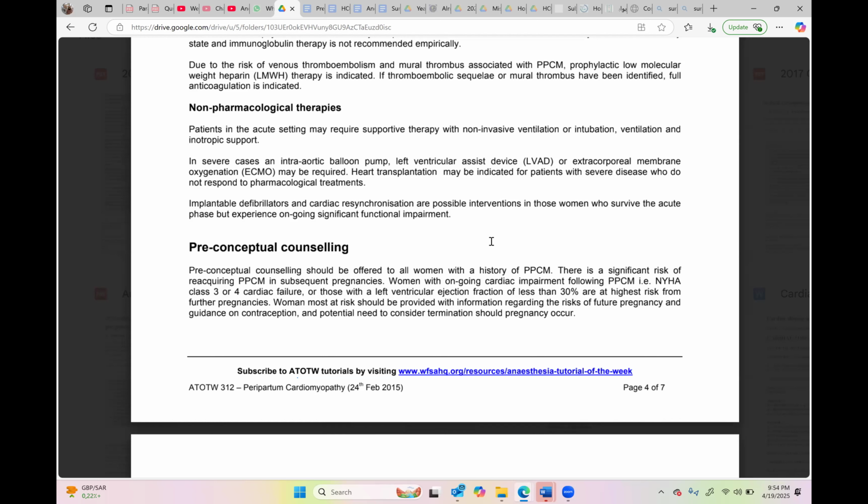preconceptual counseling: they try to avoid pregnancy, even in the early phase, if it is a threat to the life. According to the legal and moral issues, they can abort the pregnancy. But if the pregnancy has progressed, for example if someone has a history of this, they will try not to have pregnancy. Of course, the first time it occurs, they cannot do anything because the pregnancy has already progressed. So this counseling is for further pregnancy.